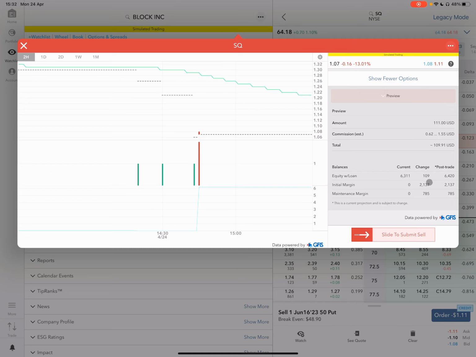And if we were to get filled at $1.09, therefore we are taking in $109 of credit. Therefore, our equity would go up by $109 to $6,420.